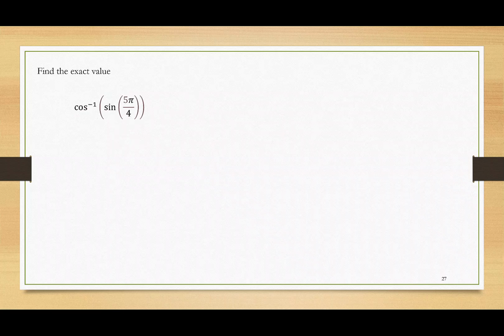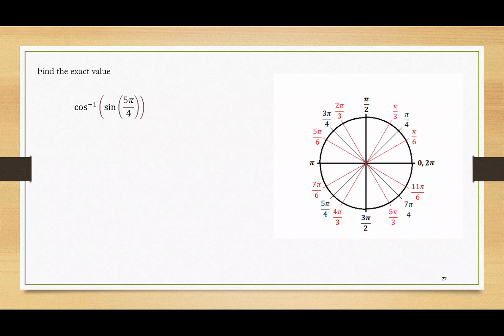Next, I have cosine inverse of sine of 5 pi over 4. I thought it would help to look at our unit circle. 5 pi over 4 is in the third quadrant. In the third quadrant, sine is negative. With pi over 4, you should associate it with the square root of 2 over 2, so I know that the sine of 5 pi over 4 is negative the square root of 2 over 2. So we're looking for the cosine inverse of negative the square root of 2 over 2.